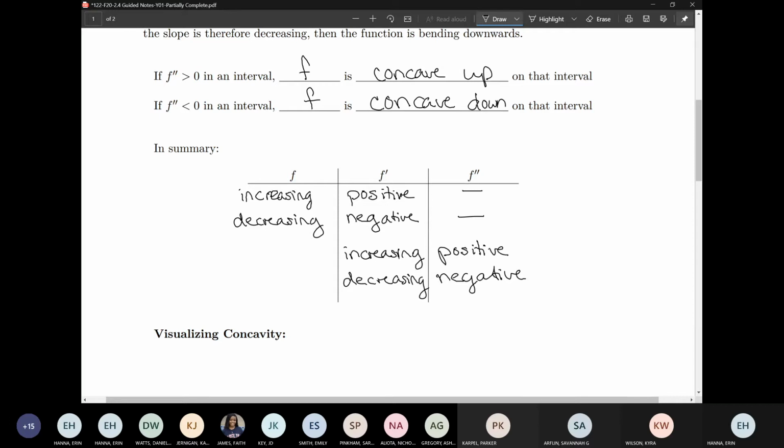But then we also have the relationship that if the second derivative is positive, then the original function is concave up. And if the second derivative is negative, then the original is concave down.